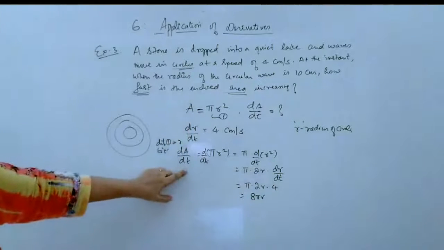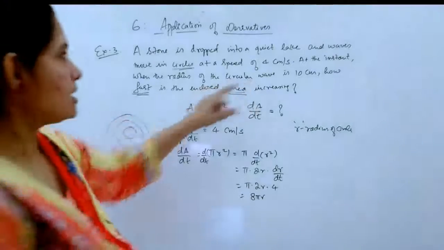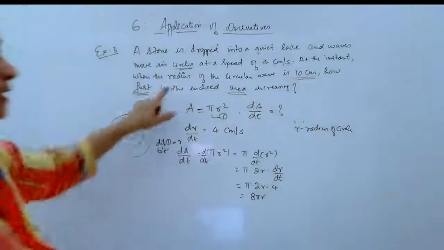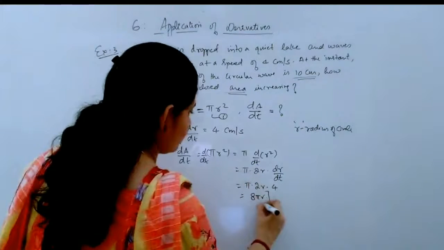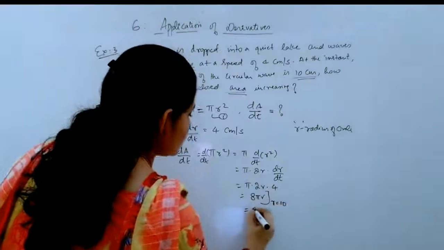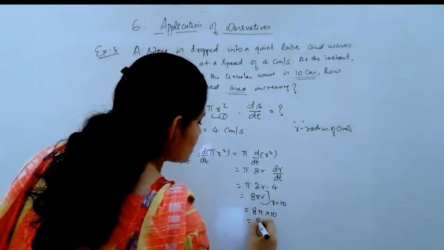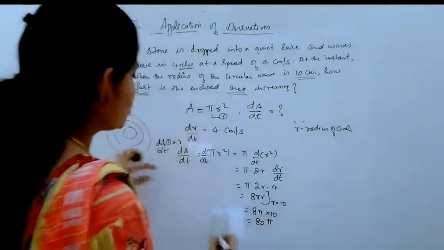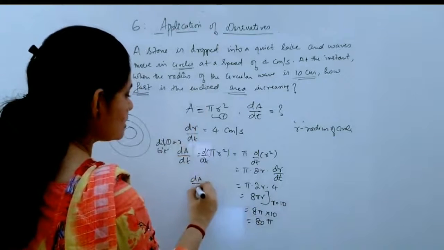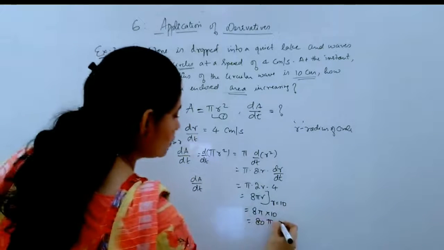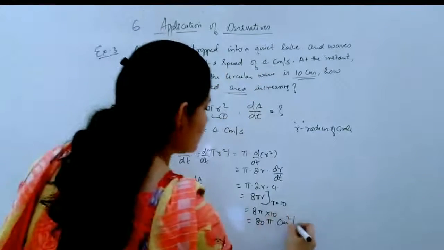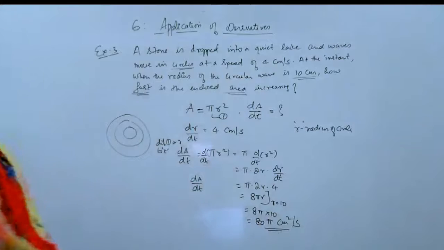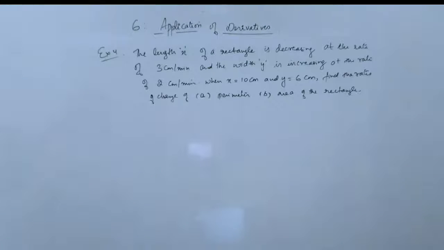Okay, dA by dt. And again, they are saying that you have to find out when the radius is 10 centimeter. That means you have to just replace r with 10. So what you will get? At r equal to 10, you will get 8 pi into 10, which is 80 pi. And what will be the unit? It is dA by dt. So area will give you centimeter square. It is in centimeters, no? Centimeter square per second. So it is 80 pi centimeter square per second.